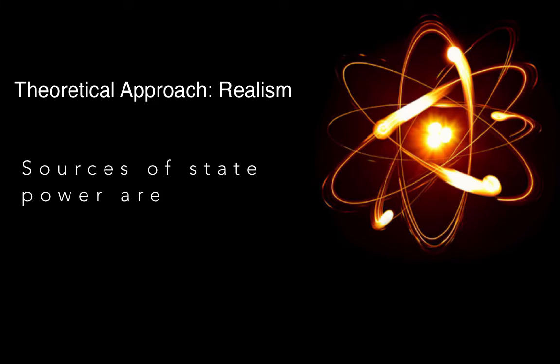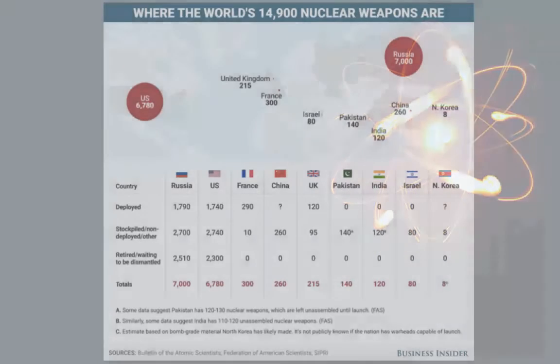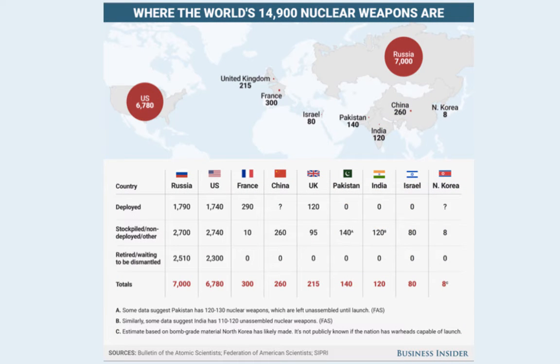So when you look at those sources of states' power, it's military resources, it's economic strength, it's technology. If you look at the graph, it breaks down the amount of nuclear warheads worldwide. You will notice that Russia and the United States have a combined 13,780 nuclear warheads in the world. Again, that could blow up our globe multiple times.